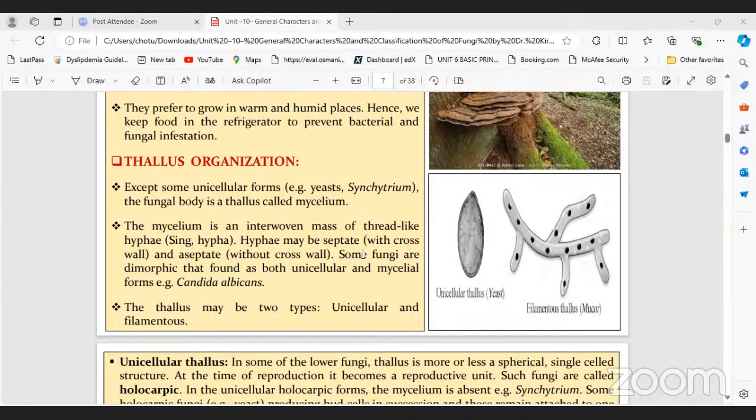Another one: the hyphae are always branched, rarely unbranched, and the branches ramify on or inside the substratum to form a three-dimensional network. Cytoplasmic streaming in fungal hyphae is unidirectional towards the tip, where the growth takes place.